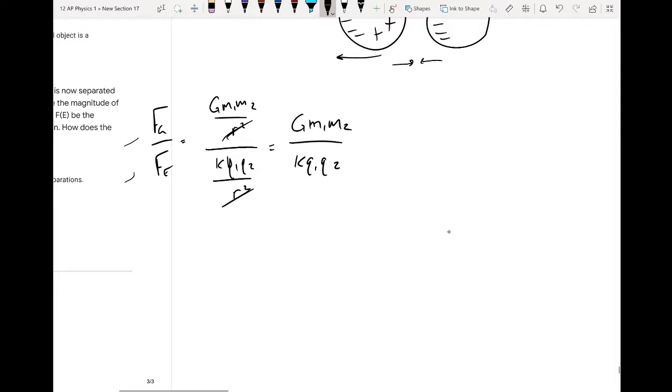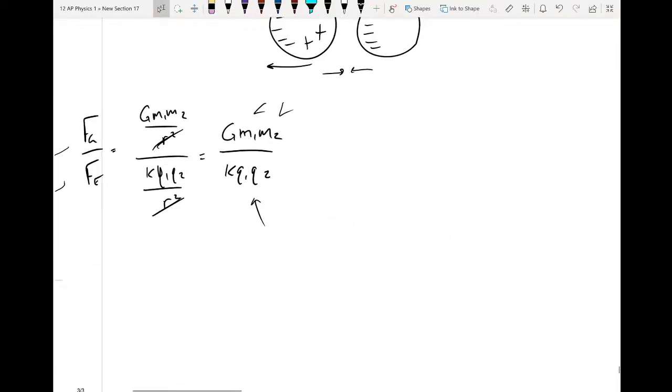And what we know is that these are not distance dependent. m is not distance dependent, and q is not distance dependent. So even if we move them, the mass stays the same and q stays the same because those are inherent to our objects.